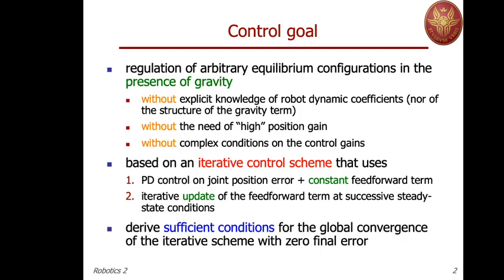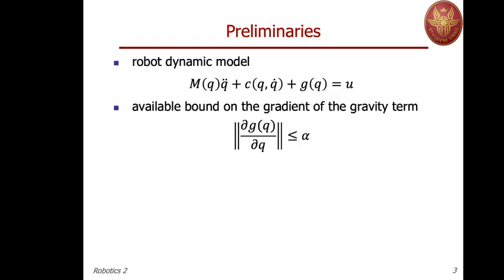The goal is to verify if we can find a sufficient condition that guarantees a global property to this iterative scheme, so convergence to the desired state with zero final error both in position and velocity. Velocity for a regulation task should be zero at destination, so this is not our main problem. So we will use a couple of preliminary results.